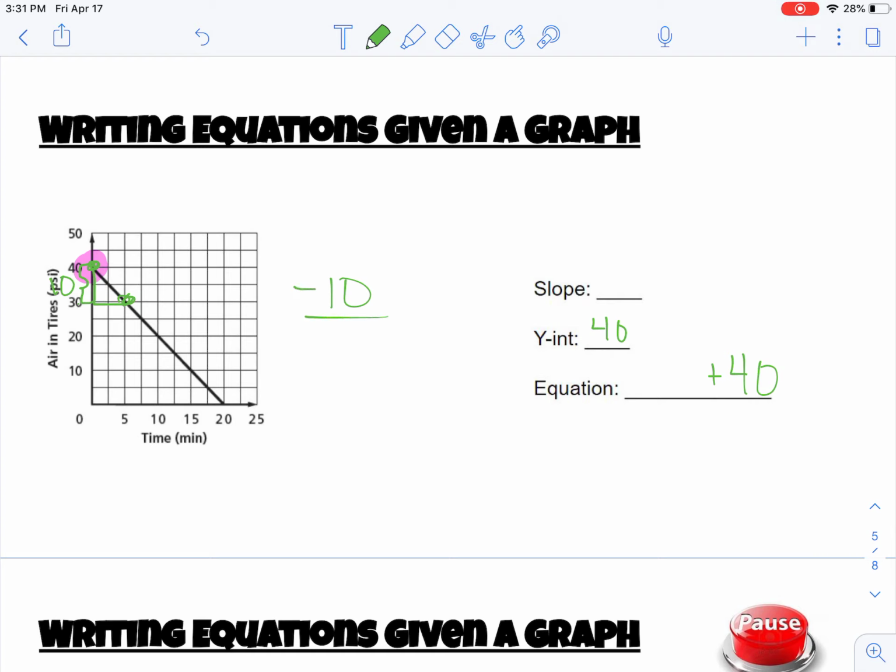Over, now from here, remember right down here from 0 to 5, so that's 5 over here. So negative 10 over 5, which gives me a slope of negative 2. So I've got negative 2x plus 40. Now I'm going to rewrite this to make it prettier for you.